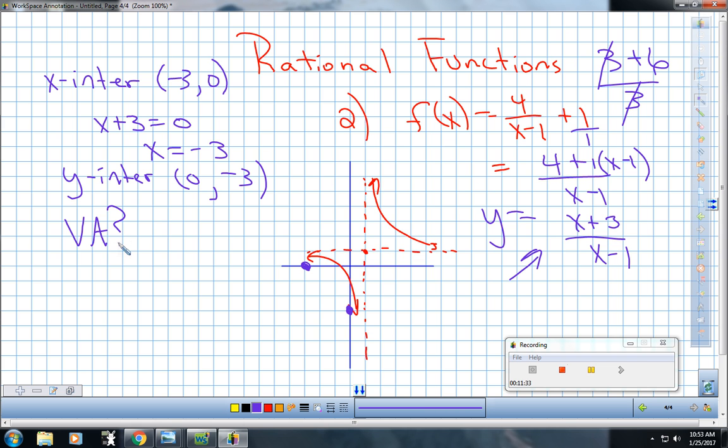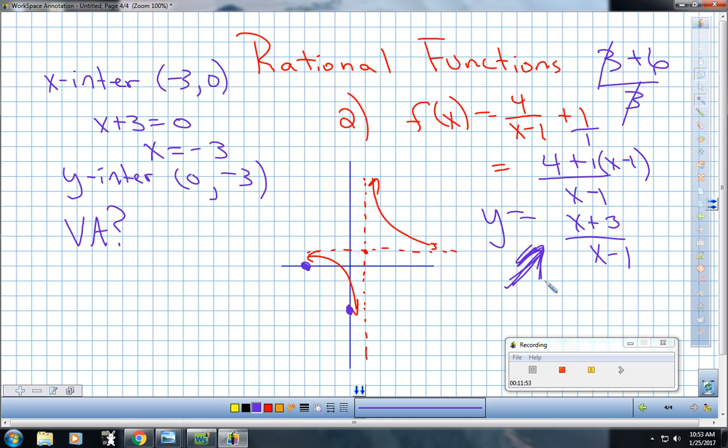Vertical asymptotes happen when the function is undefined. So again, I'm over here looking at this representation of our function. It's undefined when the denominator is 0, correct? As a matter of fact, that also, Andrew, determines the domain of the function, because the domain of a rational function is defined everywhere. So it's all real numbers except when the denominator is 0. Does that make sense? Okay?